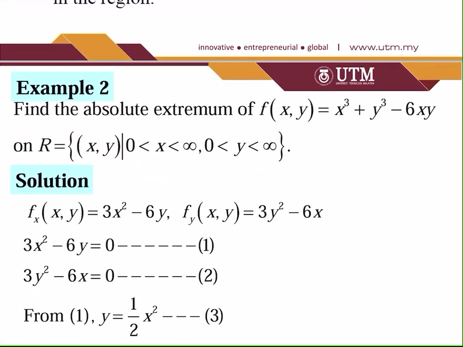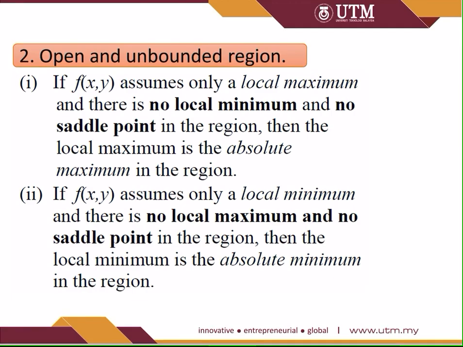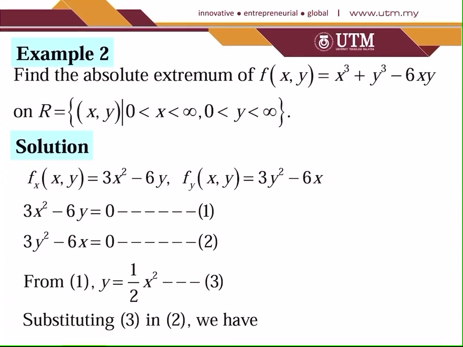Now let's look at the example here. Find the absolute extremum of the f(x,y) given here, where the region is 0 to infinity for x and 0 to infinity for y. Since it is 0 to infinity, we know that it is classified as an open and unbounded region because it goes until infinity. So we will use this theorem to solve that problem. Okay, for this example 2.